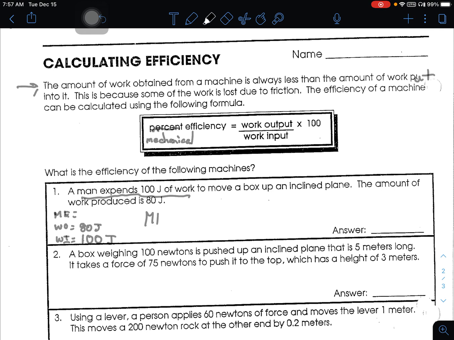Okay, so I'm going to set up my formula, ME equals WO over WI times 100 equals 80 divided by 100 times 100, which is equal to, if you take out your calculator and do your problem, 80%. Okay, and we would say that the mechanical efficiency of the machine in that problem is 80%. You get 80% of the work out that you put in. Okay, let's go down to number 2. Again, we're going to start with, whoops, let me get my eraser.